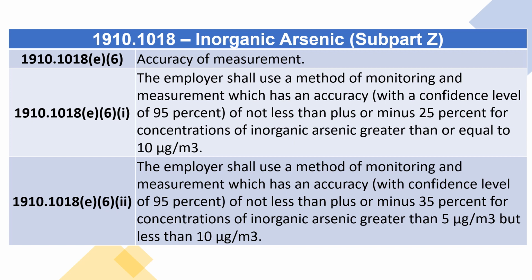(e)(6)(ii) The employer shall use a method of monitoring and measurement which has an accuracy, with a confidence level of 95%, of not less than plus or minus 35% for concentrations of inorganic arsenic greater than 5 micrograms per cubic meter but less than 10 micrograms per cubic meter.